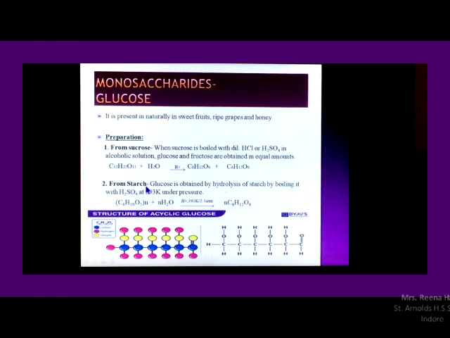The second commercial method of preparation is from starch. Glucose is also obtained by the hydrolysis of starch by boiling it with sulfuric acid at the temperature 393 Kelvin under the pressure of 2 to 3 atmosphere, which can be chemically represented as such.